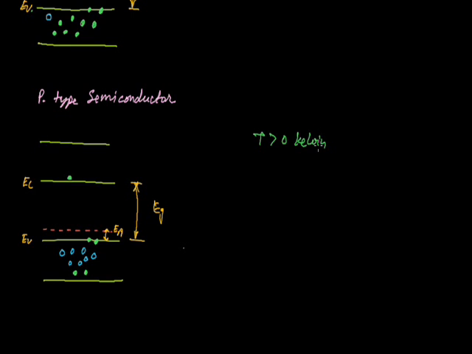Thus, at room temperature, holes in the valence band are in enormous amount compared to the number of electrons. Means the hole concentration is much more than the electron concentration. So here in p-type semiconductors, the majority charge carriers are holes. That's why it is known as p-type semiconducting material.